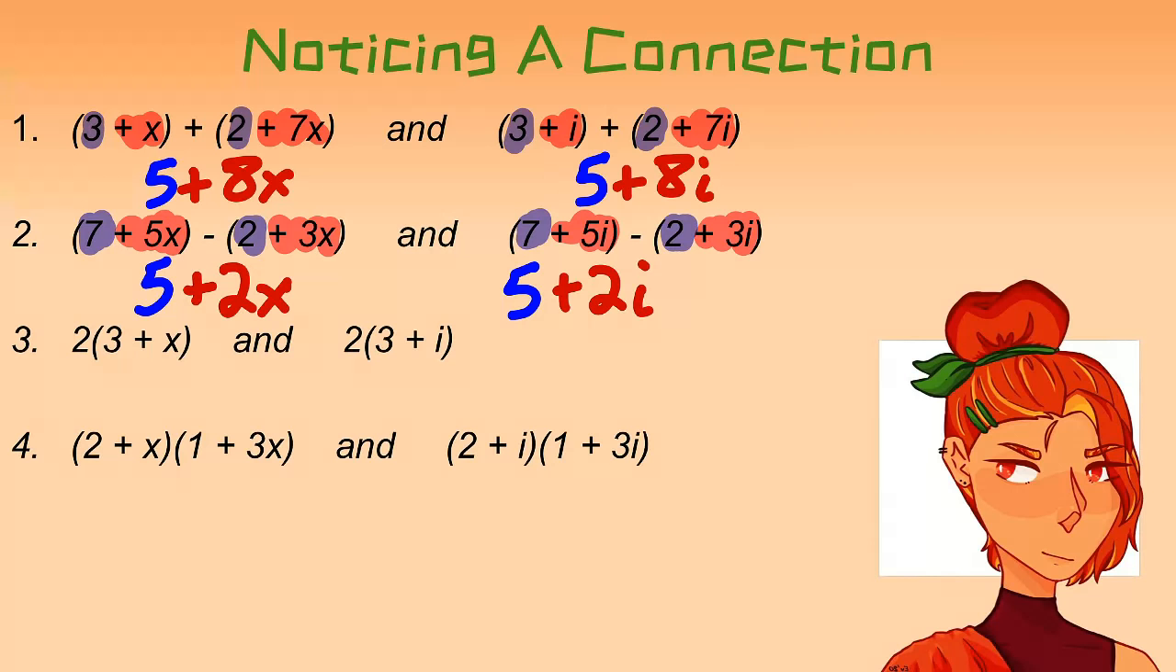Here, in the next ones, we have a number times a binomial. So 2 times 3 and 2 times x. 2 times 3, that's 6. 2 times positive x, that's plus 2x. In this one, we have the number 2 times a complex number. We have to distribute the 2. 2 times 3, that's 6. 2 times a positive i is plus 2i.